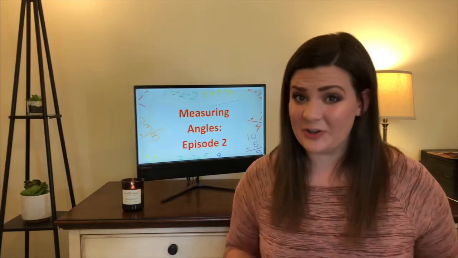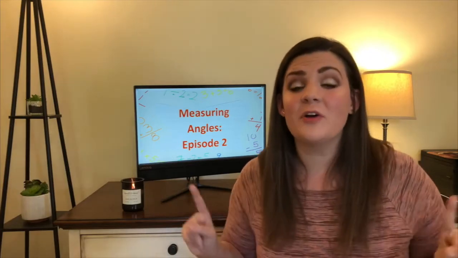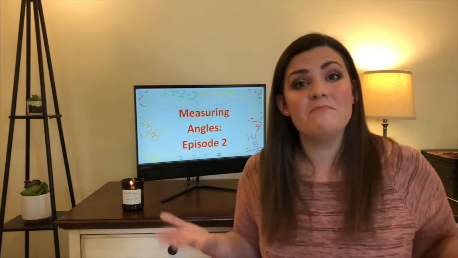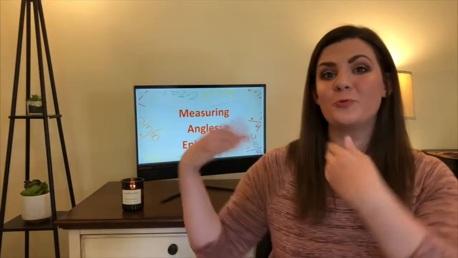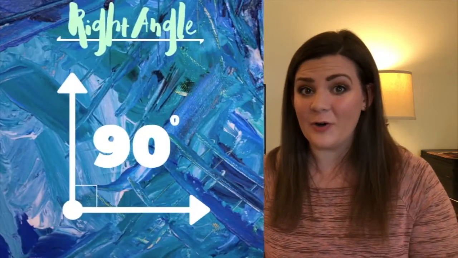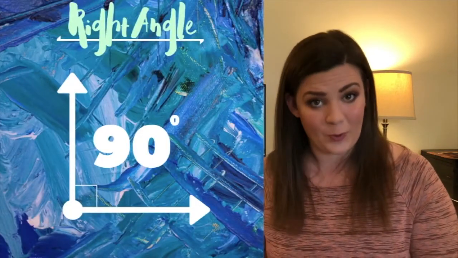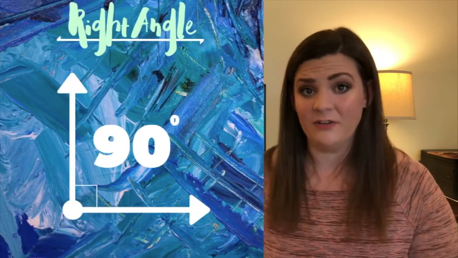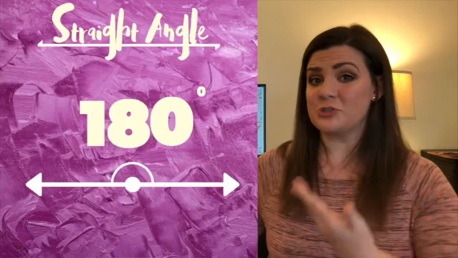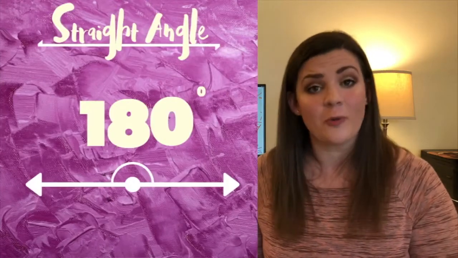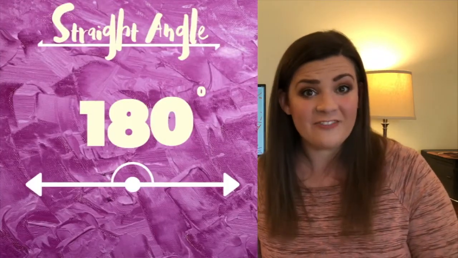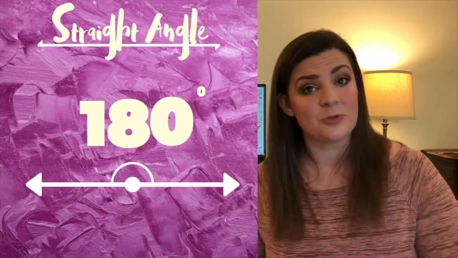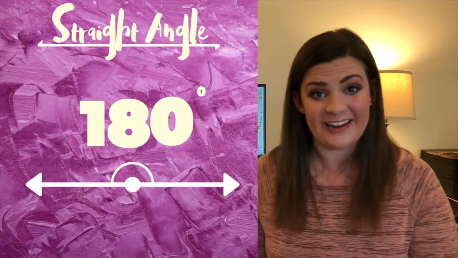What I didn't tell you guys in that video was that each one of those angles has a measurement that makes it what it is. The right angle: we know the right angle as the angle that forms a square corner, but a right angle is also known for having an exact measurement of 90 degrees. The straight angle is known for forming a straight line, but what you might not have known is that the straight angle has a measurement of exactly 180 degrees.